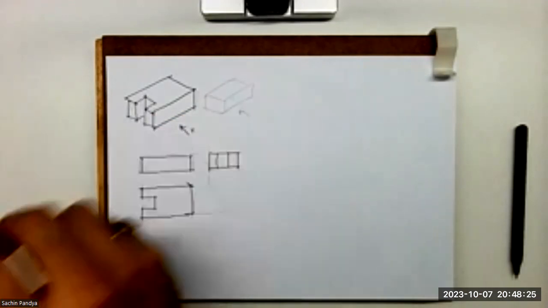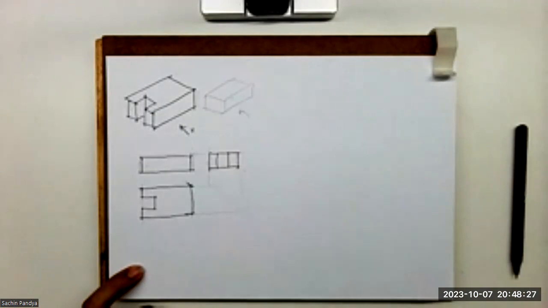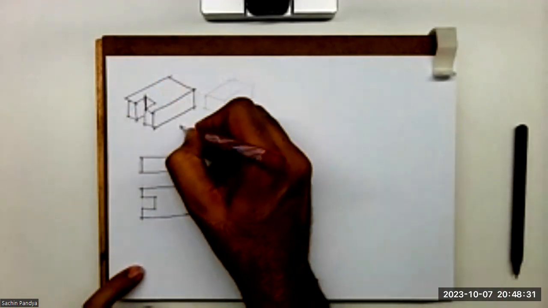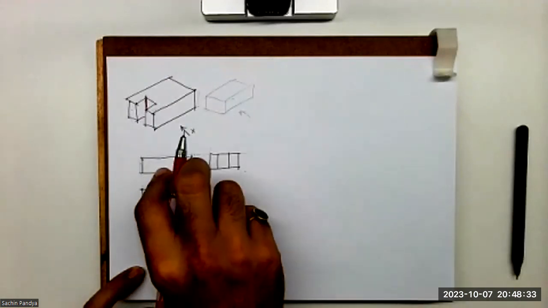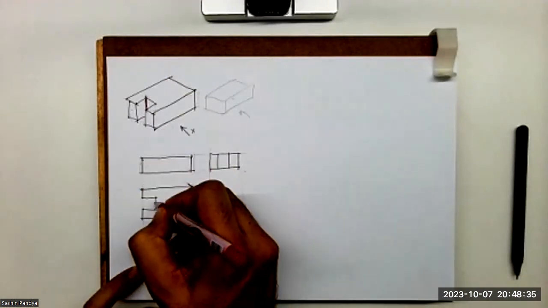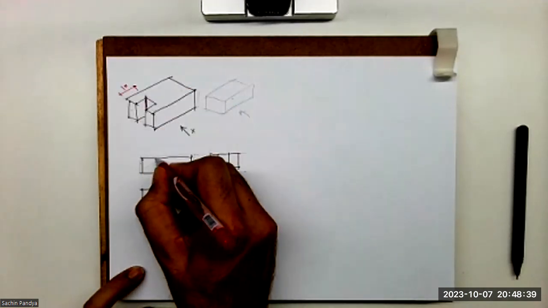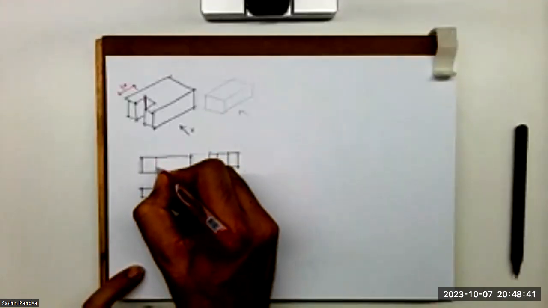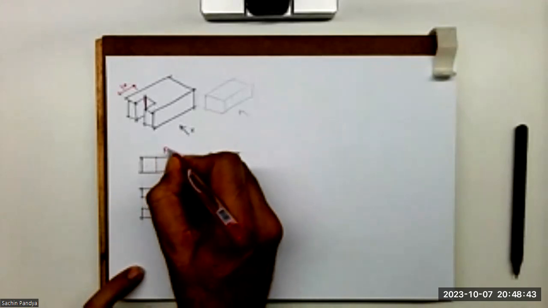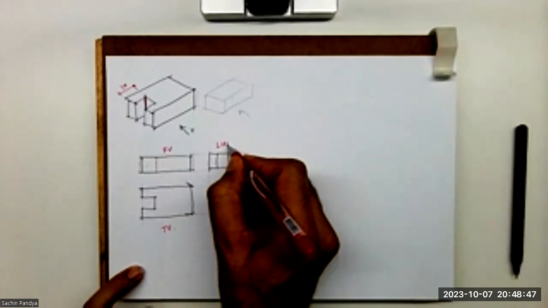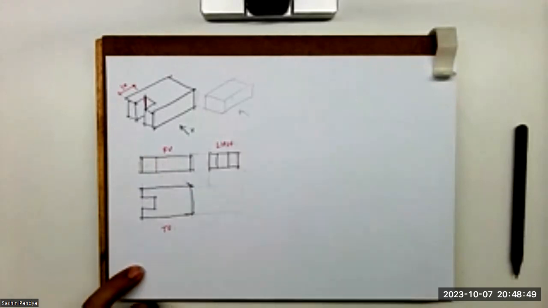Some part has been removed. They have removed some portion, right? So this edge which you can't see from here, we need to indicate in this diagram. So what I will do, whatever the distance, let's take this as 10. I'll take 10 from here and I will draw a dotted line. So this is the front view, top view, and left hand side view. So this is how it will come. This is the concept of the dotted line.